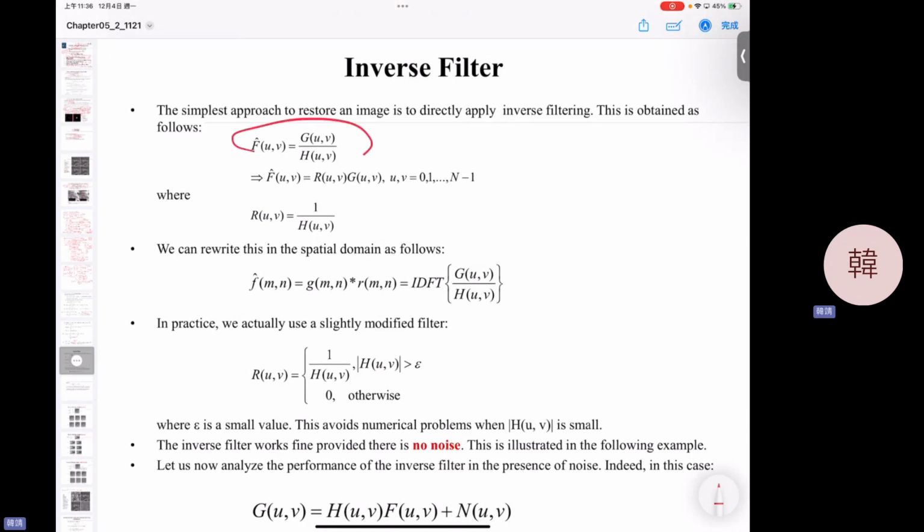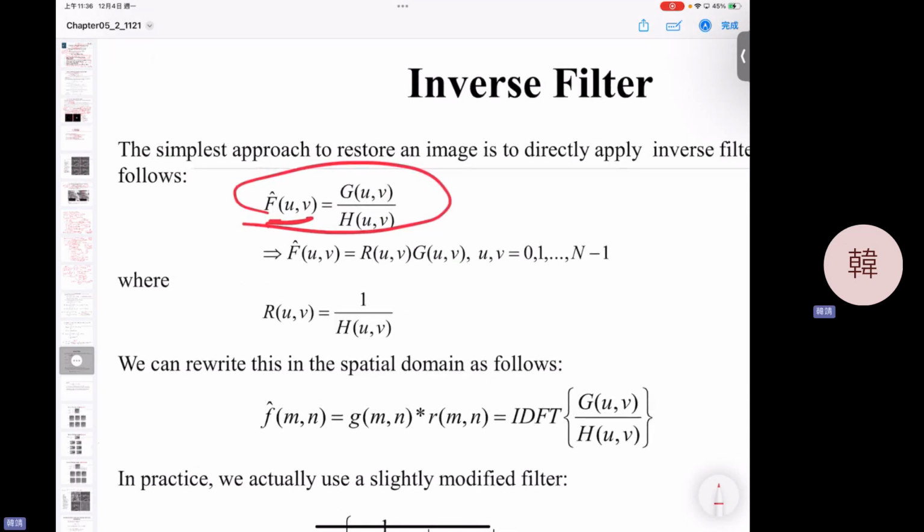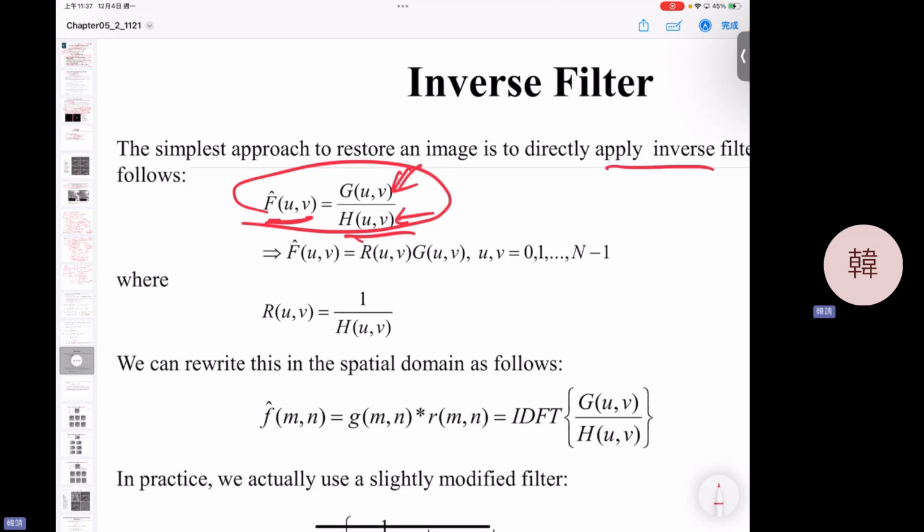So you see our estimate image. You can obtain it directly using this division operation. As long as you know H(u,v), take your observed image G(u,v) in the Fourier frequency domain and divide by this one. So it's directly applying the inverse filter.